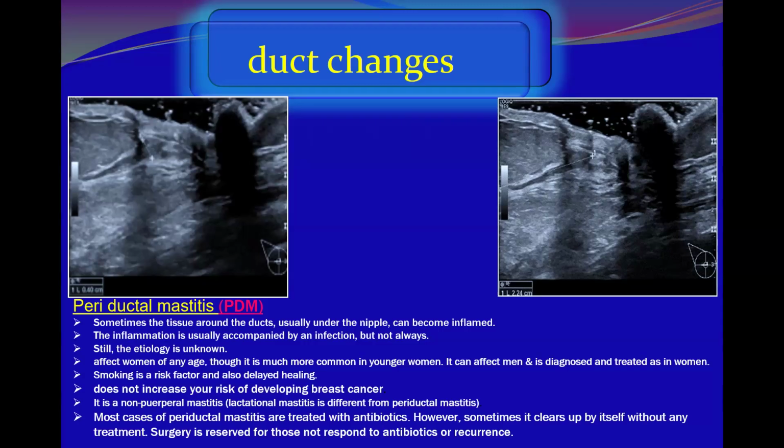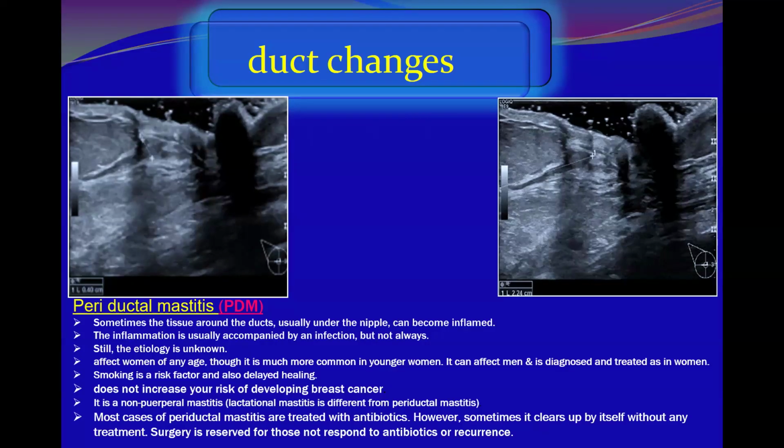It is inflammation of the tissue around the ducts, usually under the nipple. It becomes inflamed and can be infected. This is usually seen at a young age, though it can occur at any age. Of unknown etiology, a risk factor is smoking, and it is not related to lactation. It has no relation with lactation.